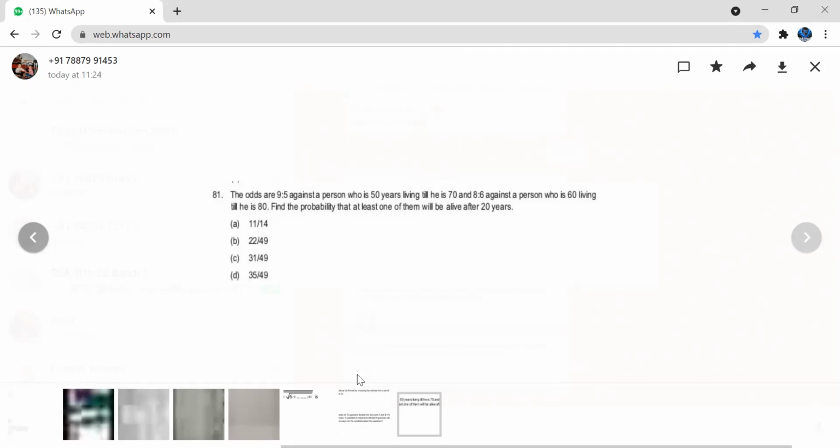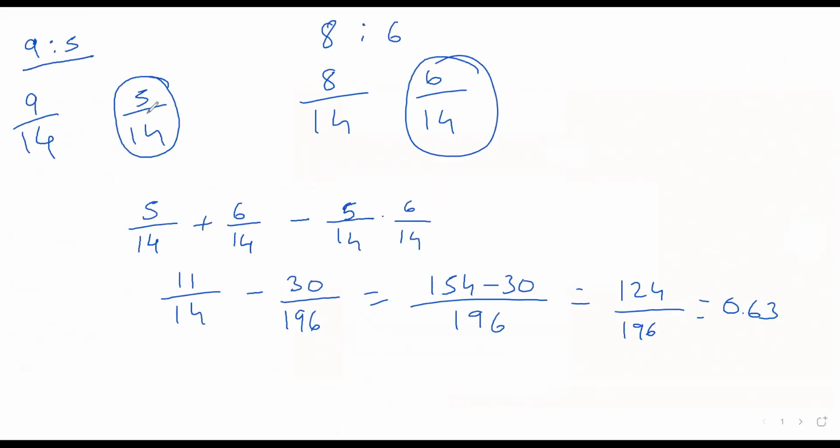C. See, they have said that odds against a person who is 60-year-old or whatever, 50-year-old will live for another 20 years. It's 9 as to 14. So 9 by 14 is the probability of death and 5 by 14 is the probability of being alive. Here also odds against is this. This is the probability of death and this is the probability of alive. We want at least one of them to be alive.